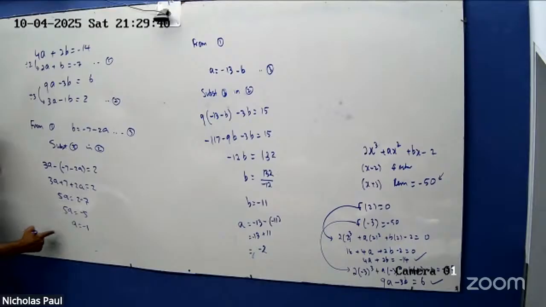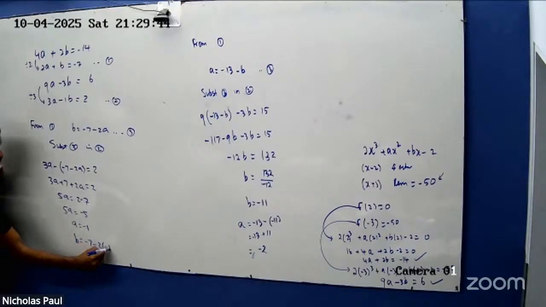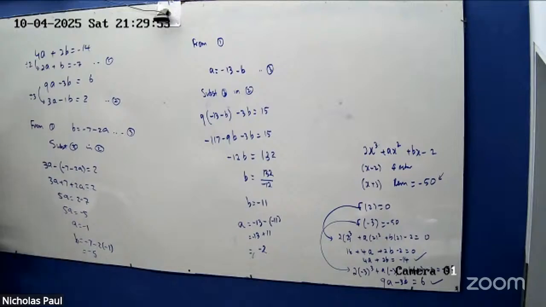Nice. If a is minus 1, b is minus 7 minus 2 by minus 1, which is minus 5. Minus 1 and minus 5. Everybody okay with that? All right.